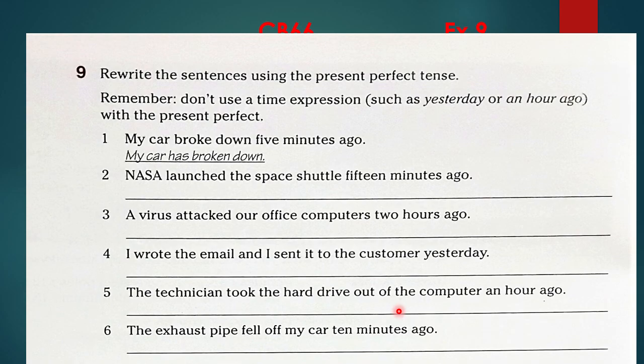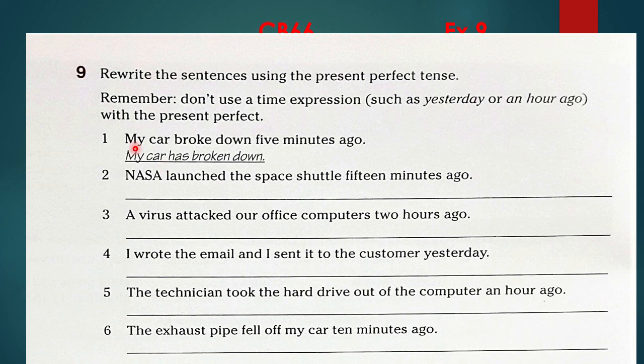Okay. Now please look at exercise number 9, which is the last exercise for today. Rewrite the sentences using the present perfect tense. And I told you many times how to use the present perfect. We use have with plural nouns, has with singular nouns, followed by the third form or the past participle of the verb. Okay? Now remember, don't use a time expression such as yesterday or an hour ago with the present perfect, because we use yesterday, an hour ago, last week, in 2017, such dates with the past simple. Past simple is used to talk about actions that happened at a certain time in the past. But if we use the present perfect, we can't use such words like yesterday or ago or 2015 or whatsoever.